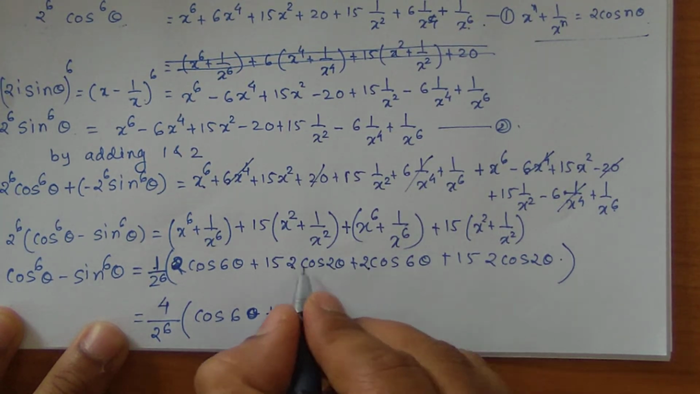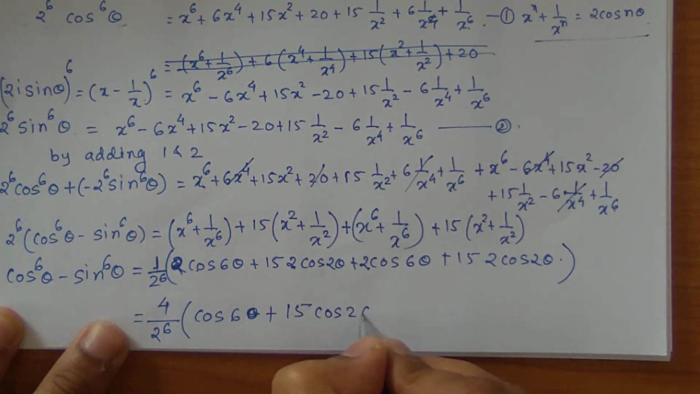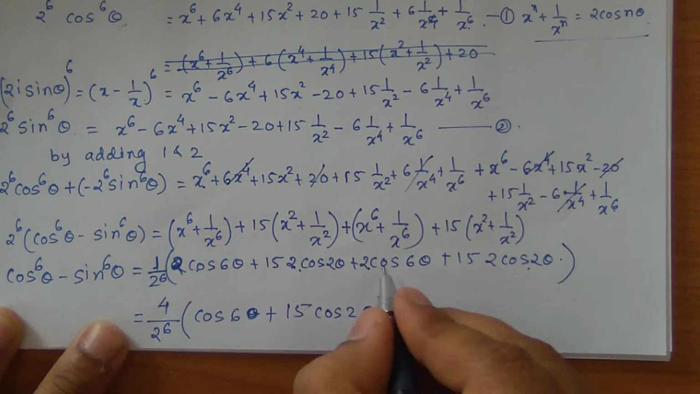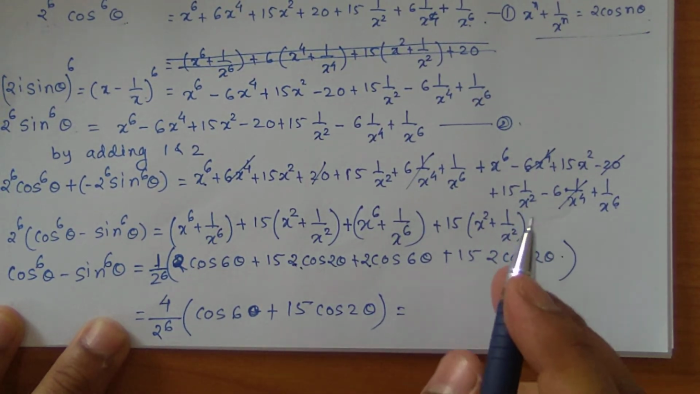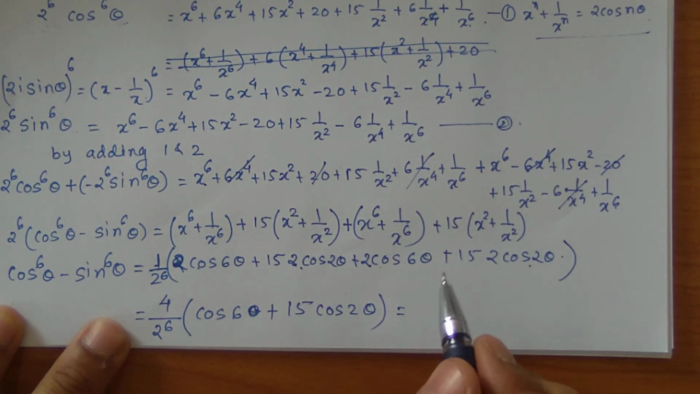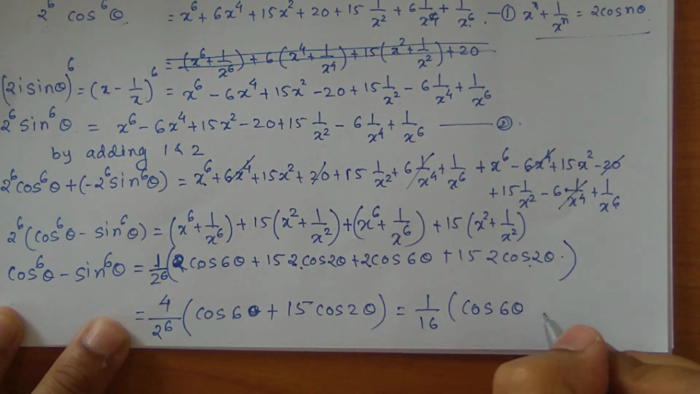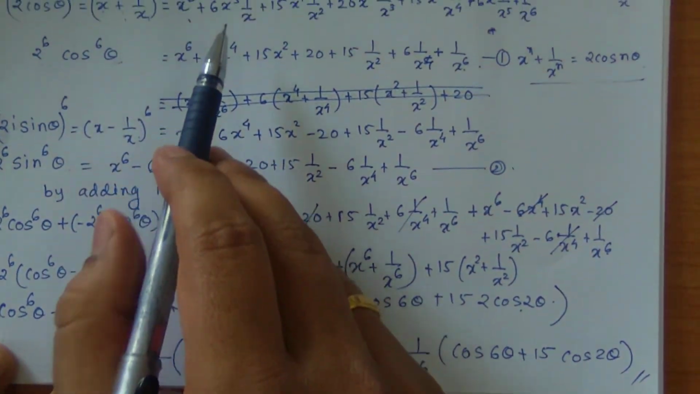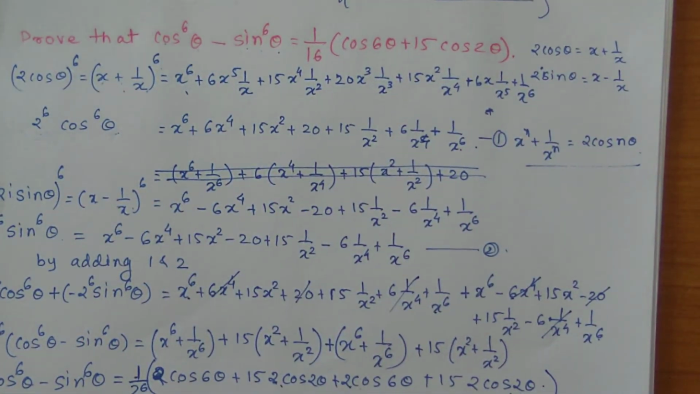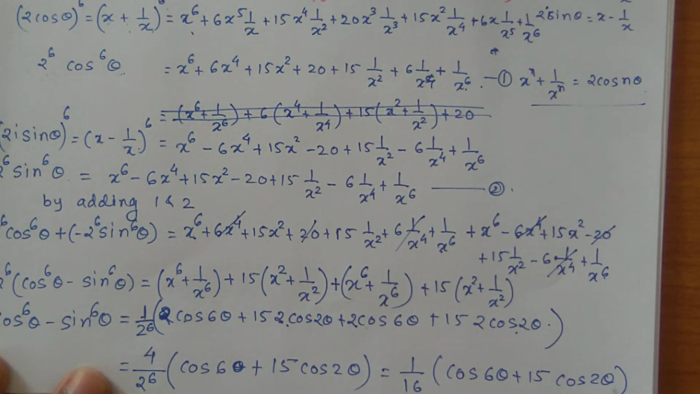Now these 2 and these 2 and their addition gives me 2 into 2, so that is 4. So this 2 is going already outside. So we have 15 times cos 2 theta. Okay. Now 4 divided by 2 raised to 6. 4 means 2 square. 2 square divided by 2 raised to 6 gives us 1 upon 2 raised to 4. 1 upon 2 raised to 4 is 16. So 16 times cos 6 theta plus 15 times cos 2 theta. So this is the value of cos raised to 6 theta minus sin raised to 6 theta. You can just compare: 1 upon 16 into bracket cos 6 theta plus 15 cos 2 theta.